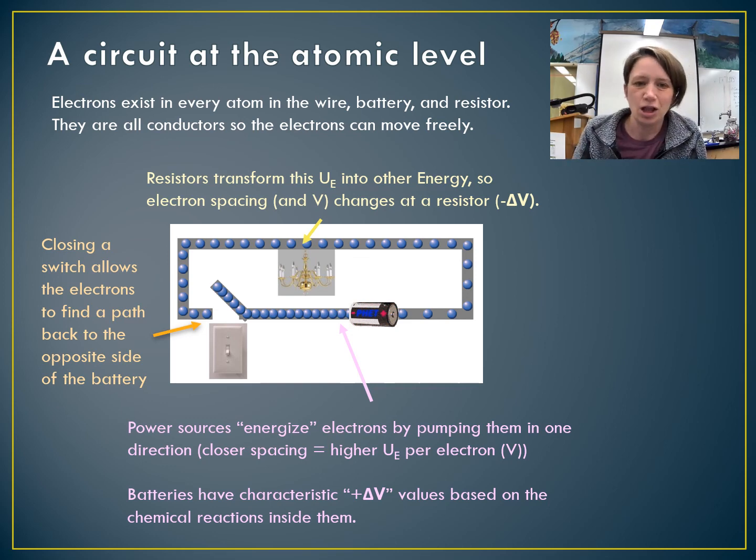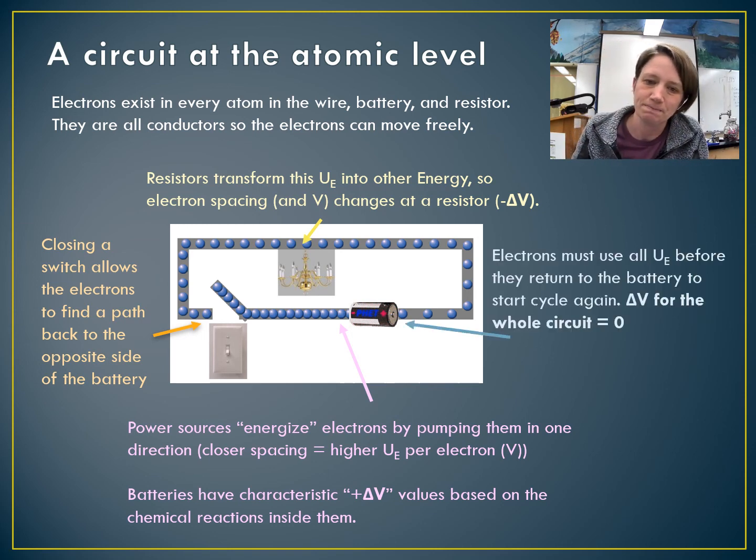That means that the electron spacing changes most dramatically when the electrons are passing through the resistor, and the voltage of each electron is changing at the resistor as well. We might define this as a negative delta V, right? Positive delta V when it gained energy at the battery, and then negative delta V when it loses that energy again as it goes into the resistor.